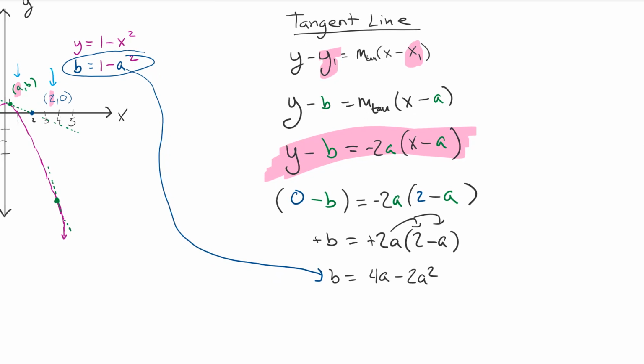Now everything is in terms of a, that's the 1 minus a squared from up above. Now let's go solve for a. We got rid of all the b's. You still following along?